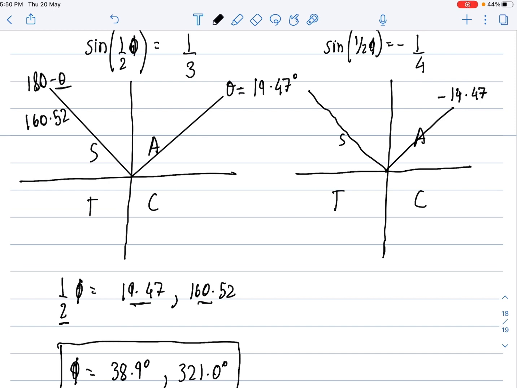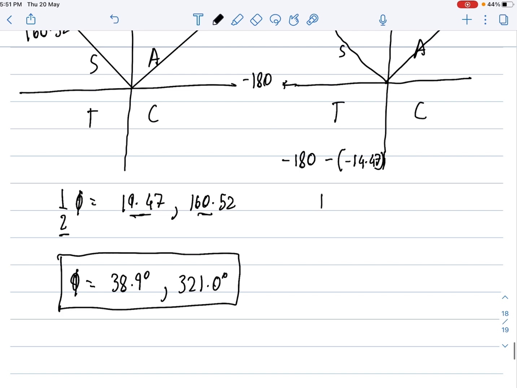Now, in the negative quadrant only I need S. So for that, I know this is minus 180. So I can do minus 180, okay, minus 14.47. So I get my answer as minus 180 plus 14.47, because minus minus becomes plus. So I get minus 165.53.